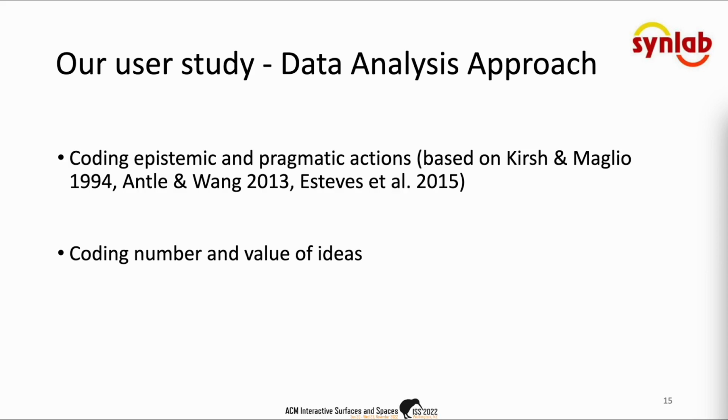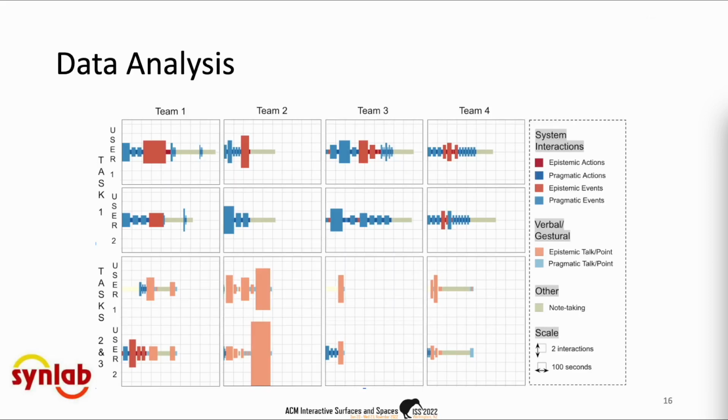We coded all interactions with the system, as well as gestures and verbal interactions, as either pragmatic or epistemic based on these prior works. We also coded the number and value of the ideas users had during the task, where an idea is one or more observations made with the system.